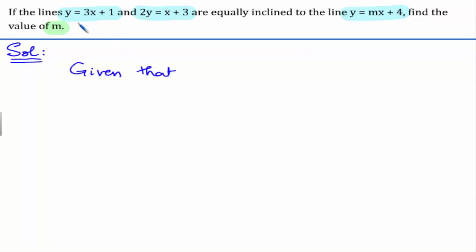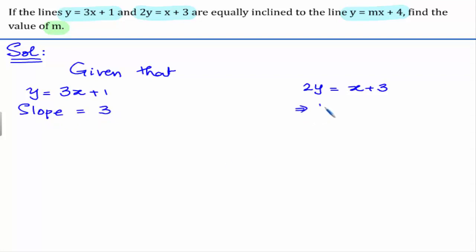Now given the two lines, the first one is y is equal to 3x plus 1 and another one is 2y is equal to x plus 3. Now as the line is in the form of y is equal to mx plus c, its slope can be directly written as 3. Now this can be written as y is equal to x by 2 plus 3 by 2. So therefore the slope of this line is 1 by 2.